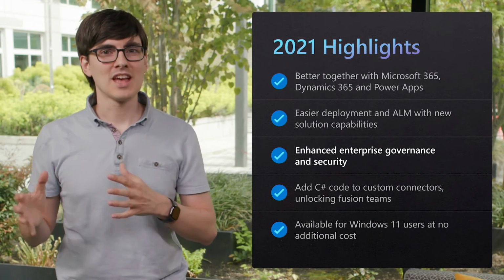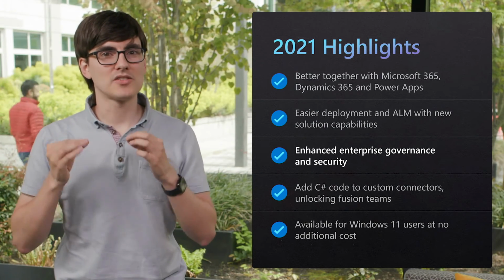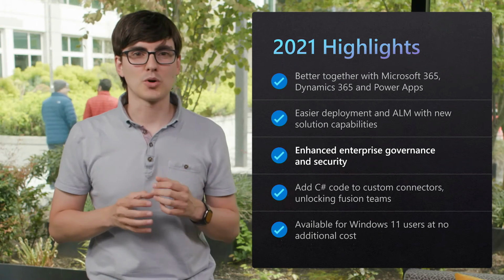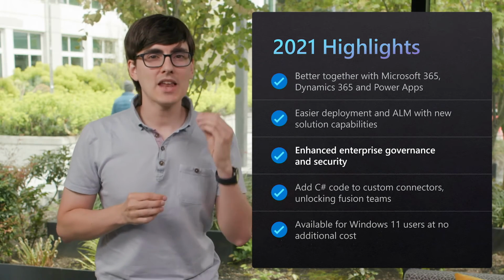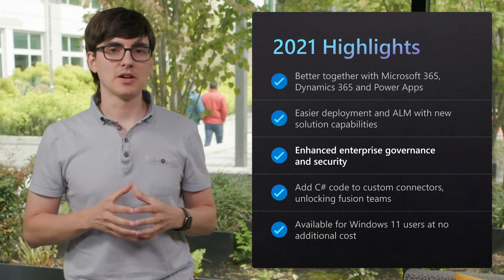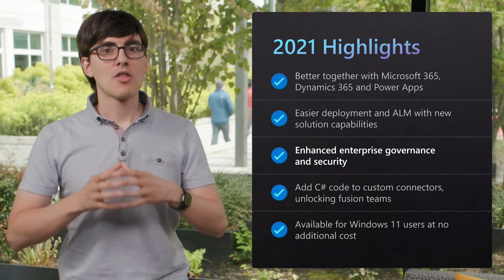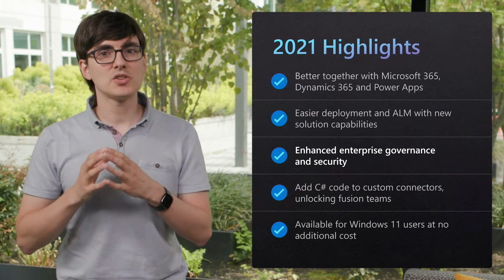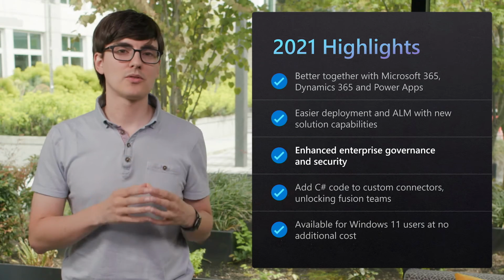Speaking of security, we've continued to focus on enterprise governance because trust in the Power Platform is essential for any organization that wants to leverage its capabilities. For example, there are new DLP policies for managing what users can do with their desktop flows.